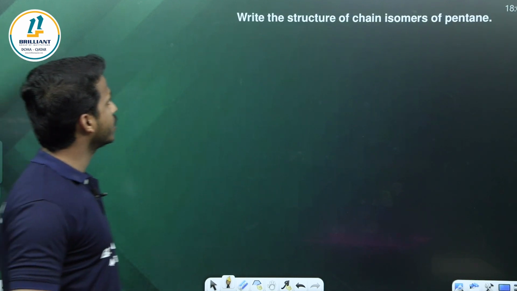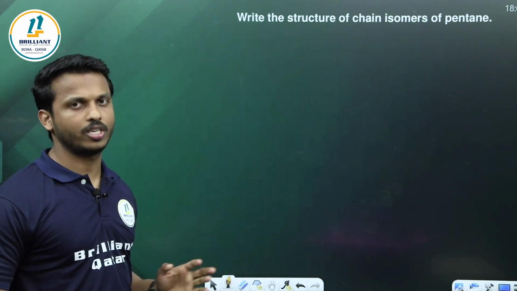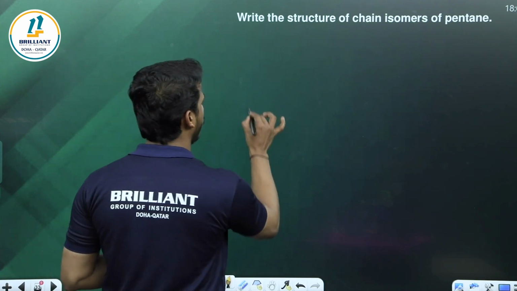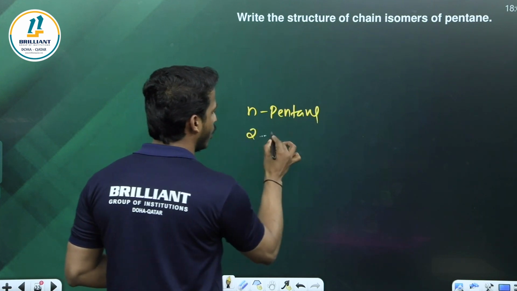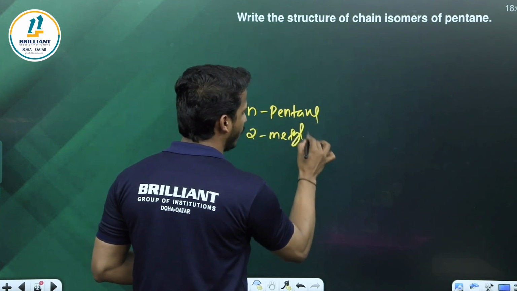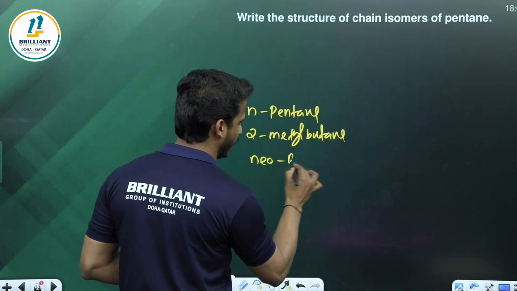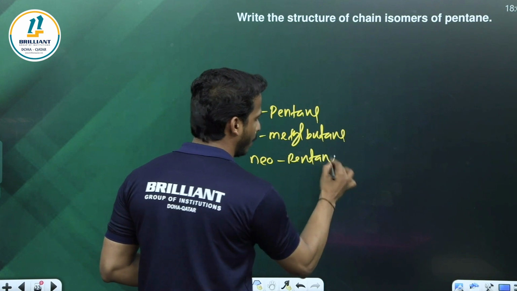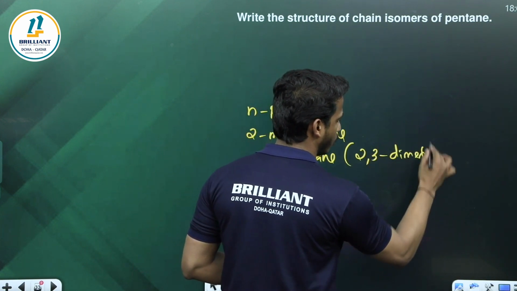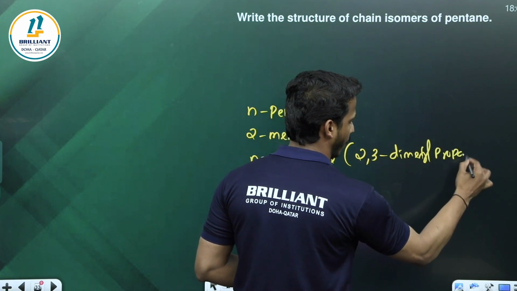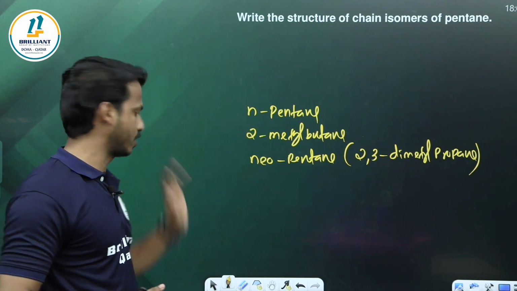Next, write the structure of chain isomers of pentane. I think we already did this question. Pentane, what are all the isomers? n-pentane is there, 2-methyl butane is there, and neopentane is there. What is neopentane? Neopentane is nothing but 2,2-dimethyl propane. I think we already discussed this question for an explanation. Just check that slide, okay.